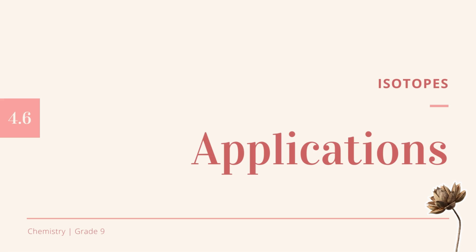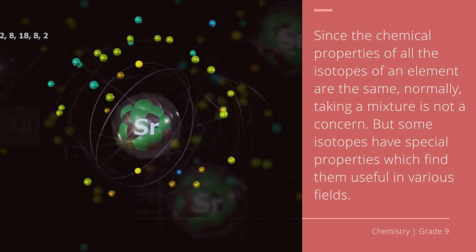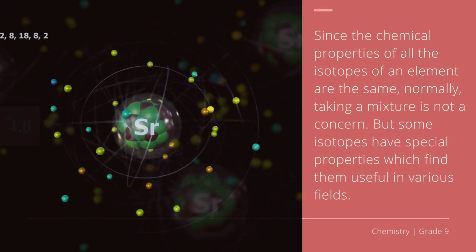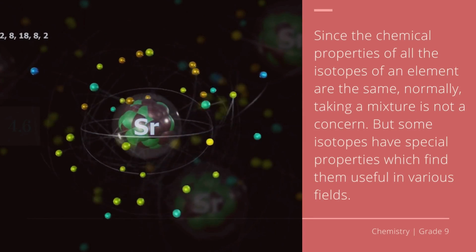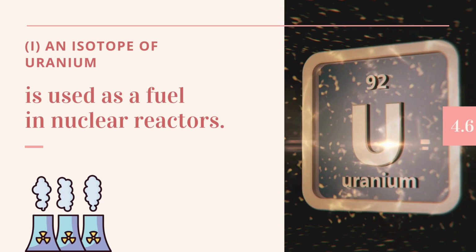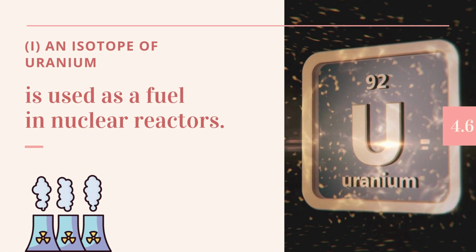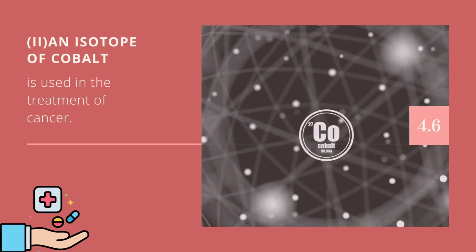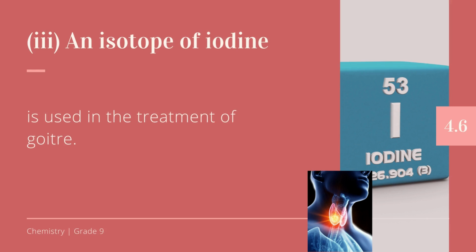Let's see the applications of isotopes. Since the chemical properties of all the isotopes of an element are the same, normally taking a mixture is not a concern. But some isotopes have special properties which find them useful in various fields. Some of them are: an isotope of uranium is used as a fuel in nuclear reactors. An isotope of cobalt is used in the treatment of cancer. An isotope of iodine is used in the treatment of goiter.